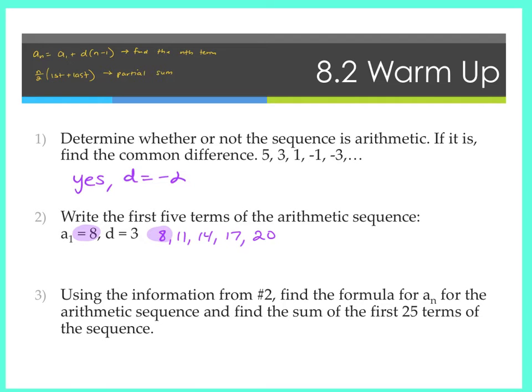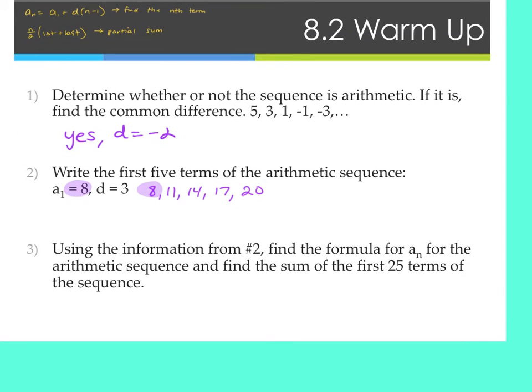Number 3 says use the information from number 2 to find the formula for a sub n for the arithmetic sequence, and then find the sum of the first 25 terms of the sequence. So I want to find, obviously, my formula for a sub n. If d is +3 and a sub 1 is 8, then a sub n is 8 plus 3 times n minus 1. Now I can leave it like that, or I can distribute this out, and I'd get a sub n equals 8 plus 3n minus 3, so a sub n equals 5 plus 3n. This would be the most simplified form of a sub n.